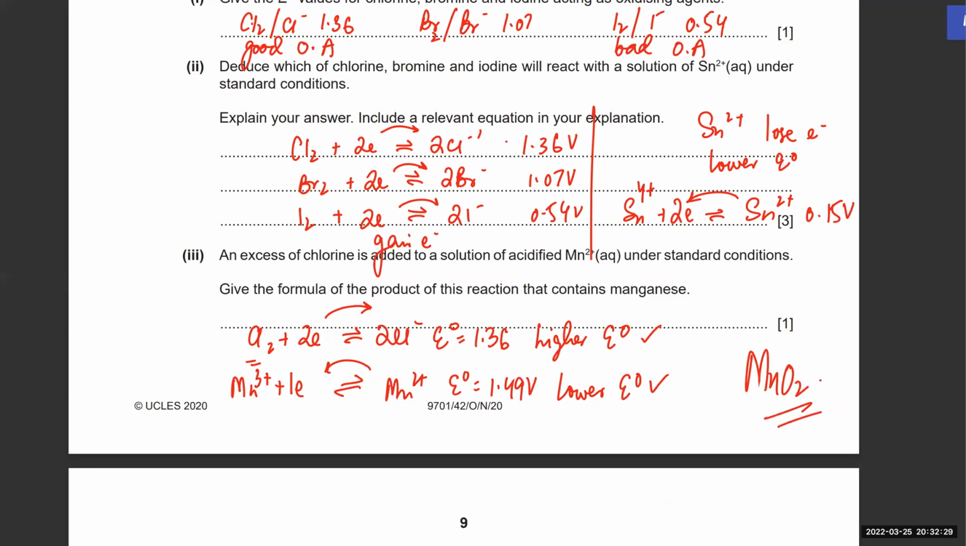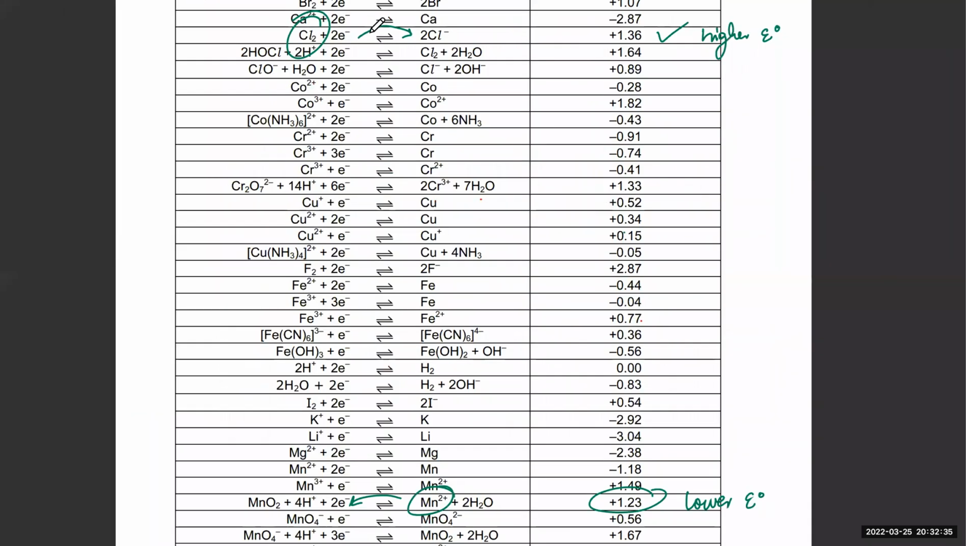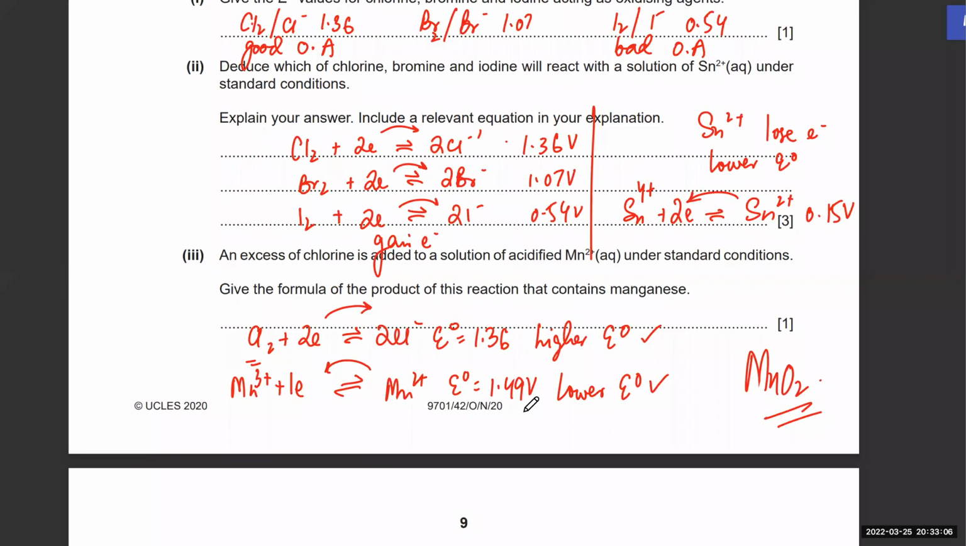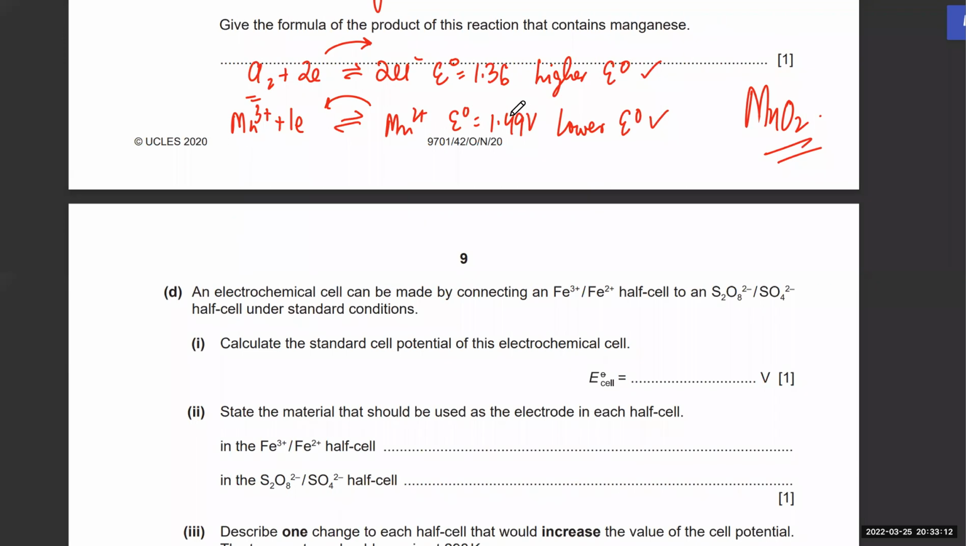In the paper, the way you're going to do this quickly is you're not going to write the equations over here. You're going to do all the working over here. You're going to solve the question like this: Cl2 is reacting, so it's gaining electrons, must be the high E naught. If it's reacting with Mn2+, that must be the lower potential, the one losing electrons. So the only lower E naught is this one, and the product formed would be MnO2. You're going to be much quicker if you do all the working over here. So MnO2 should be the answer, and that is the correct one. Is that clear? Yes, sir.